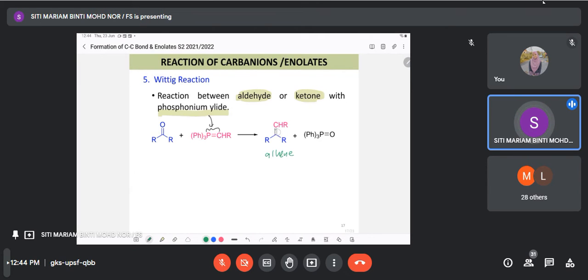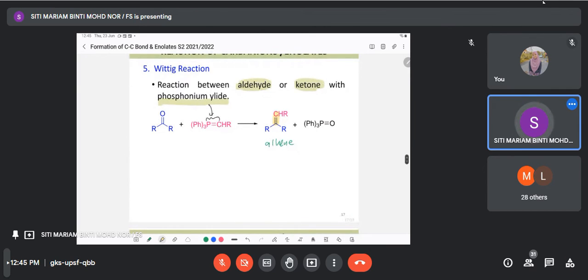So through the double bond, the new carbon-carbon bond formation is here, between your carbonyl compound, ketone or aldehyde, in blue, and the carbon fragment in the ylide structure. So the CHR is the group bonded to your phosphorus. Let's say an example: straight away, from the colors, you can draw the structure of the product.